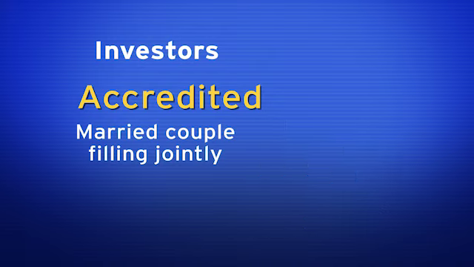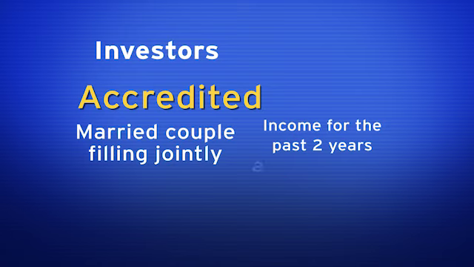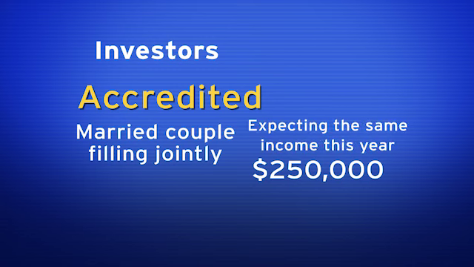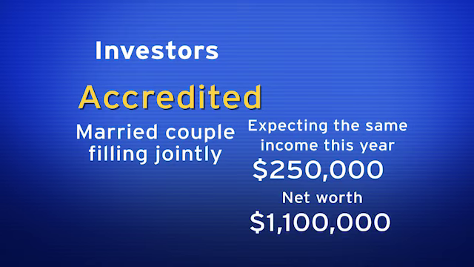What about this? We have a married couple filing a joint tax return. Their income each of the past 2 years, jointly, $250,000. They expect the same this year. Are they accredited? Their income did not get them to the accredited status. Income would have to have been $300,000. Their income was below the threshold. So the question is, what's their net worth? Their net worth is $1.1 million, not including their primary home. They are an accredited investor.